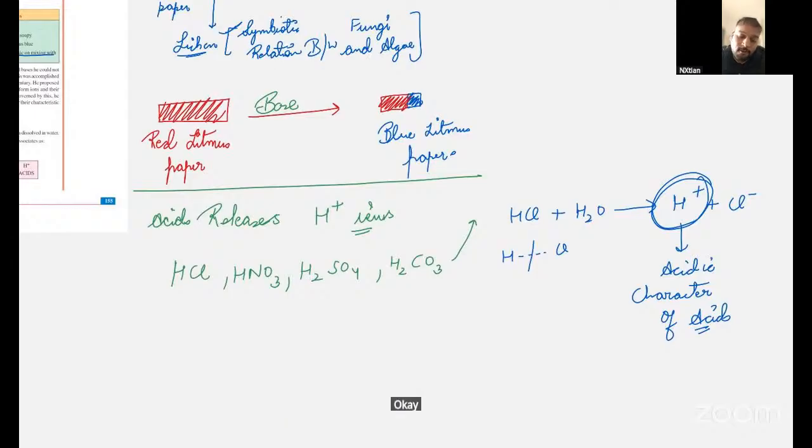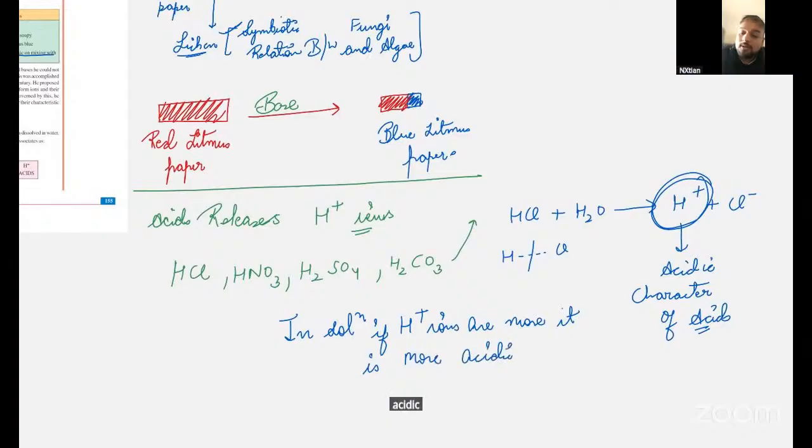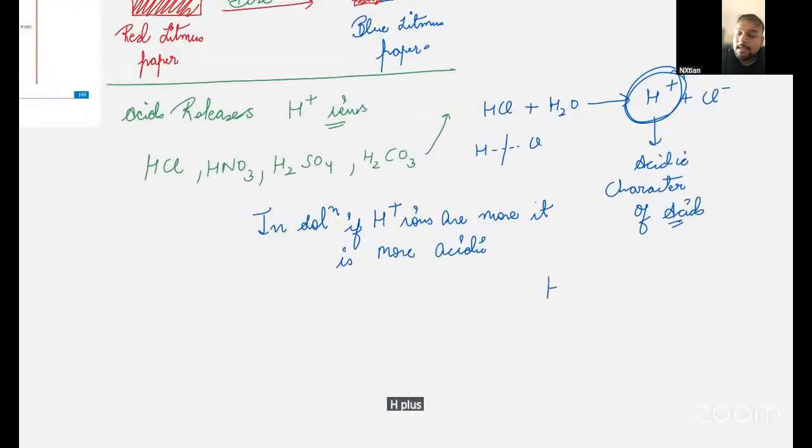So from this, we can conclude. I'll give you time to write, beta. From this, I can conclude that in a solution, if H plus ions are more, it is more acidic. So H plus ion concentration is directly proportional to acidic character.